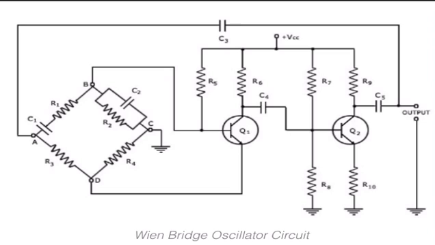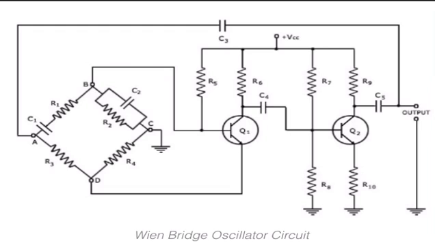So here the following diagram is the Wien bridge oscillator circuit. In this diagram, we see R1 is in series with C1, R3 and R4, and R2 is in parallel with C2 to form four arms.